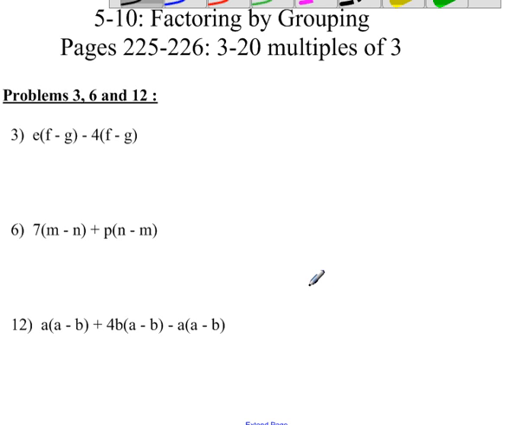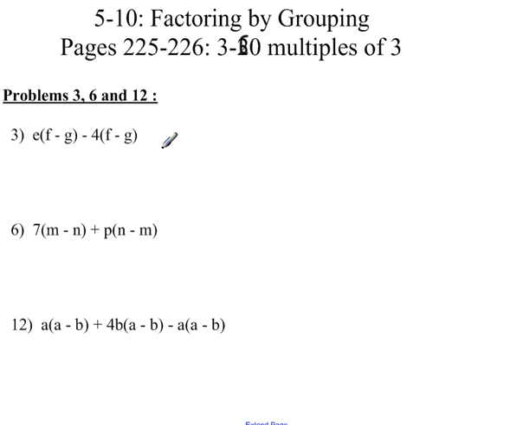For section 5.10, factoring by grouping, I'm going to do some of the problems from the assignment, which was pages 225 to 226. You're doing 3 through 60, multiples of 3, so you have 20 problems. I'm going to do 9 total, just to walk you through the different types of factoring that you'll encounter since you're doing these over break.